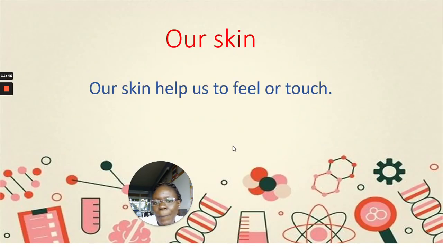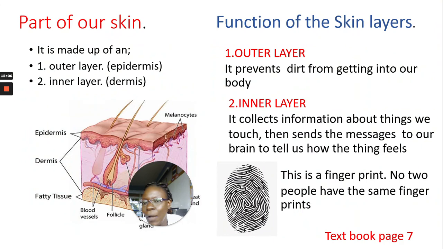Now, our next topic is our skin. Our skin helps us to feel. You can feel when something is hot, when something is cold, when something is rough, smooth, and so on and so forth. So our skin helps us to feel or touch. Now, what are the parts of our skin? That is in your textbook, page 7.